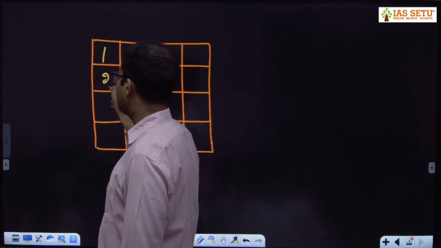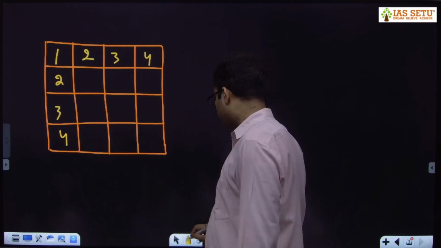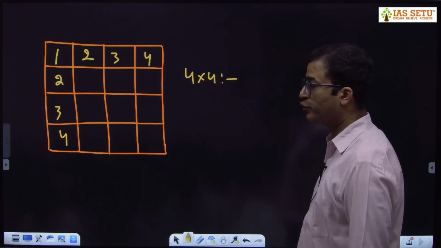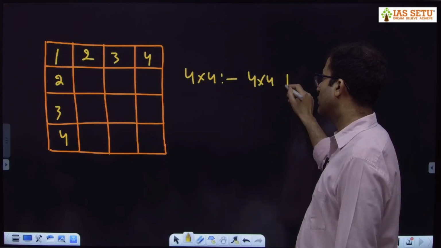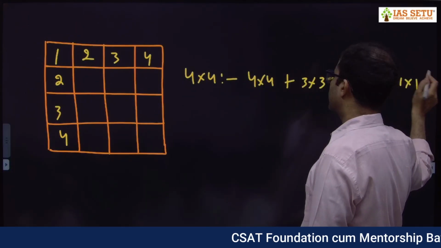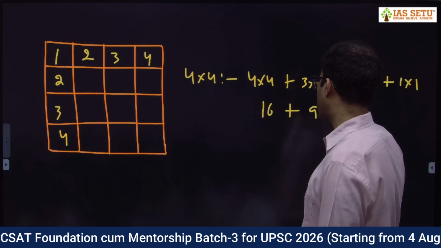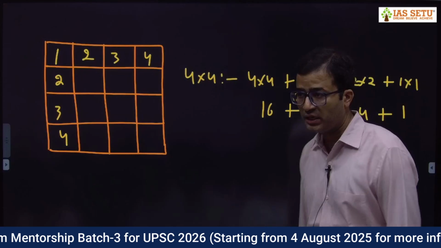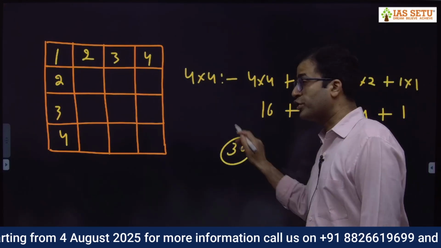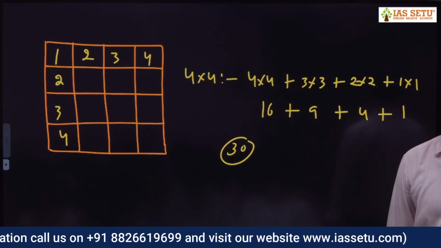Here it is 1, 2, 3, 4, 1, 2, 3, 4. So this given figure is 4 by 4. So what we have to do is start with 4 into 4 plus 3 into 3 plus 2 into 2 plus 1 into 1 plus 0 into 0, stop. So this is 16 plus 9 plus 4 plus 1. 16 plus 9 is 25, 29, 30. So in this given figure, how many total squares are there? 30.